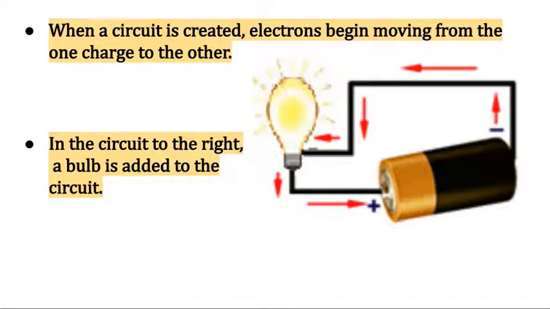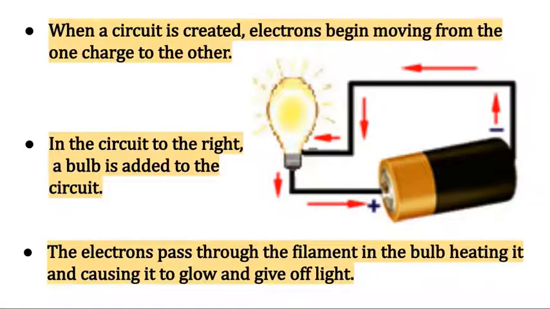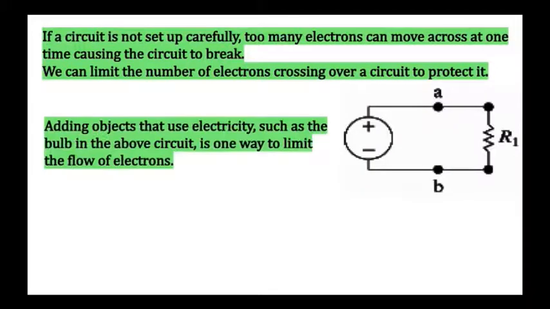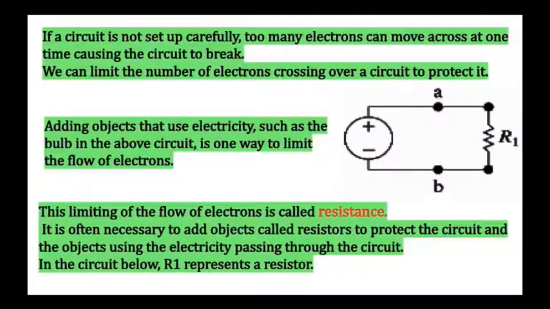In the circuit to the right, a bulb is added. The electrons pass through the filament in the bulb, heating it and causing it to glow and give off light. If a circuit is not set up carefully, too many electrons can move across at one time, causing the circuit to break. We can limit the number of electrons crossing over a circuit to protect it. Adding objects that use electricity, such as the bulb in the above circuit, is one way to limit the flow of electrons. This limiting of the flow of electrons is called resistance.